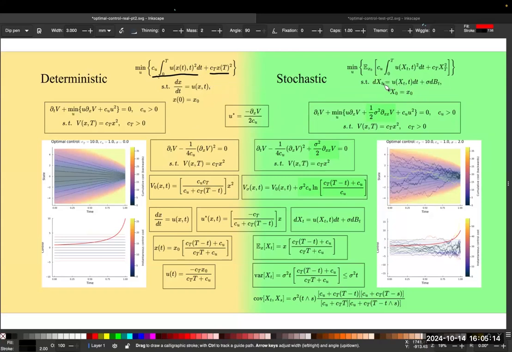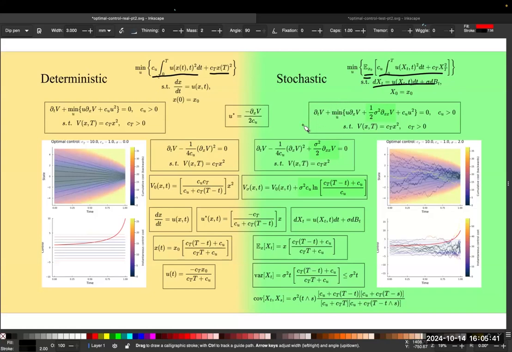And then our stochastic problem was exactly the same, except we wrote it in terms of expectation, because we had a stochastic process rather than a deterministic process determining the transition of our state. And so in that case, in order to have a deterministic control cost, we express it in terms of expectation.